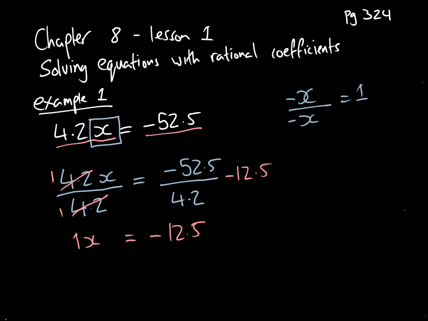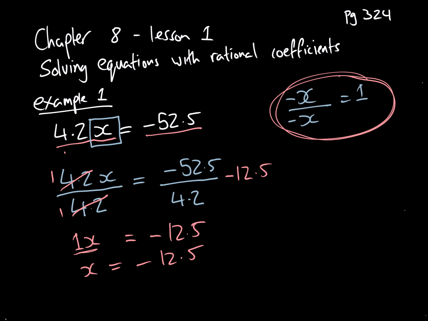But when we only have 1x, there's no need to use the 1. You can just say x is equal to minus 12.5. That's how you do this. You just need to make sure that you have 1x. You try to make it 1x. And you can use this here to help you get to that 1 that you need.